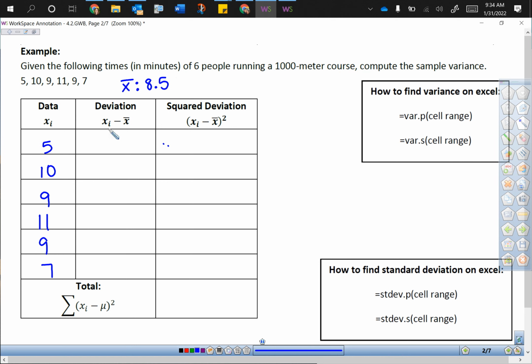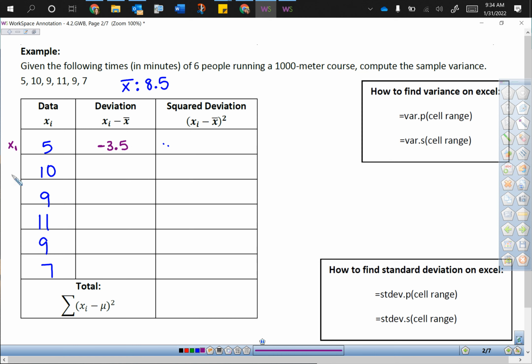So now we're going to find the deviation, which is each individual data point minus the mean. We want to find out how far away it is from the mean. So I'm going to start with my first data point, technically x sub 1, and find out how far away 5 is from 8.5. So what is 5 minus 8.5? Negative 3.5, because it's 3.5 lower than the mean.